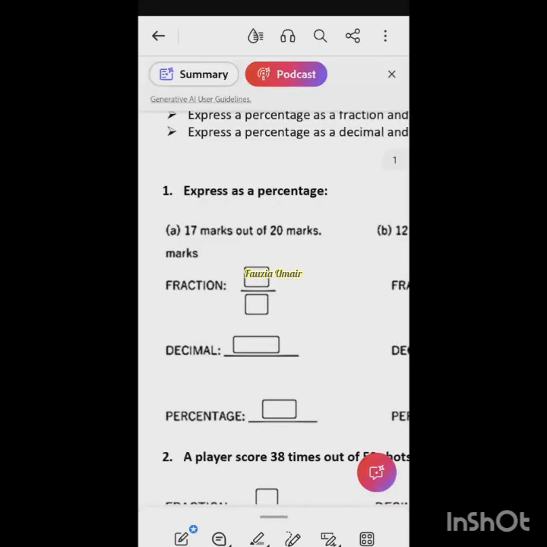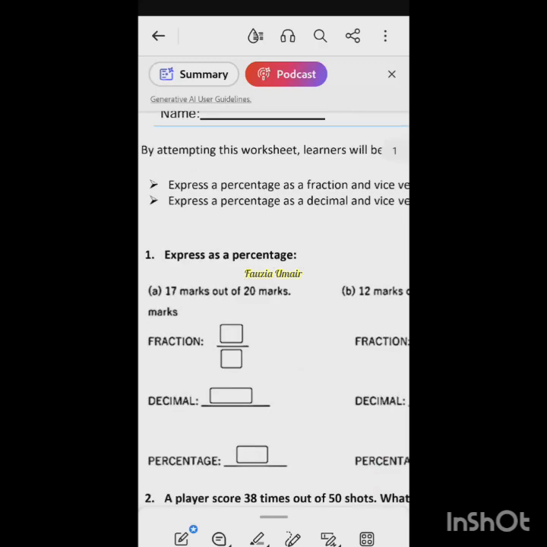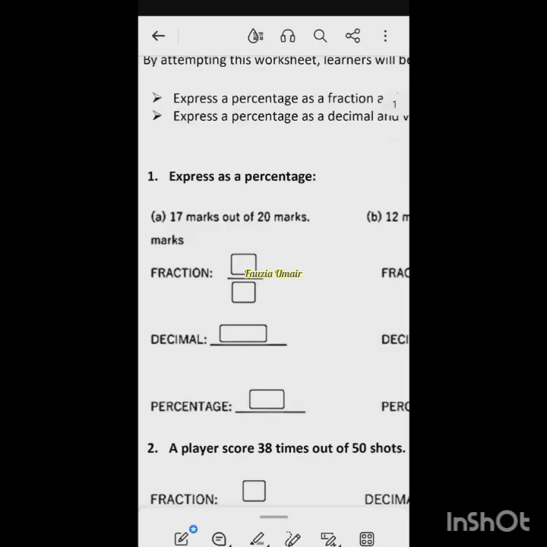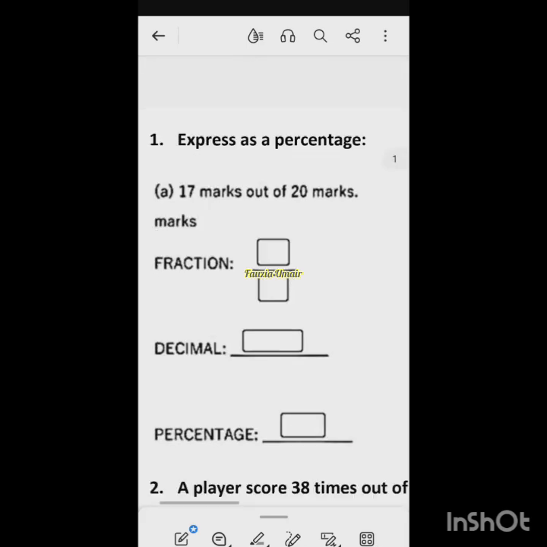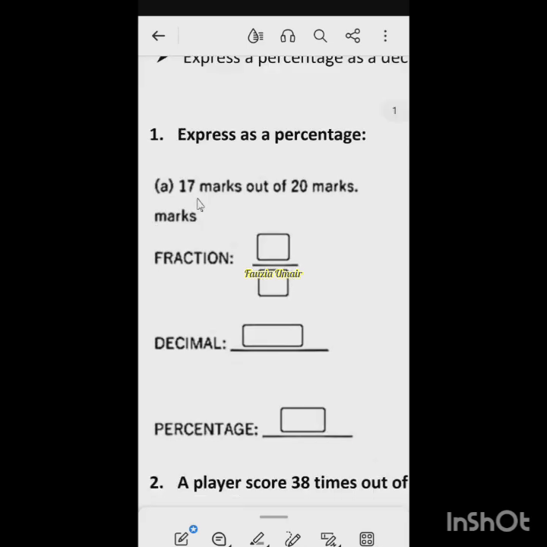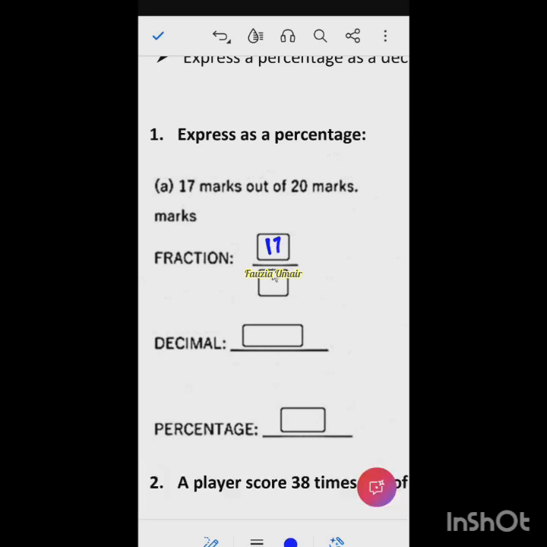Ma'am, this is the worksheet work we have done in online classes. All right. So let's quickly revise it then. 17 marks out of 20 marks. So what would be the fraction? 17 by 20. Very good. 17 by 20. Now what is the decimal form?